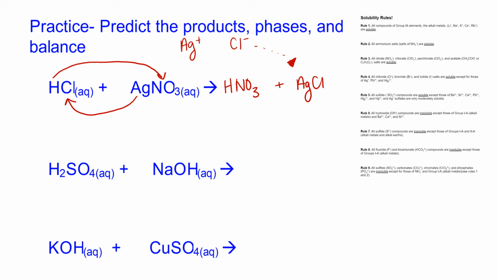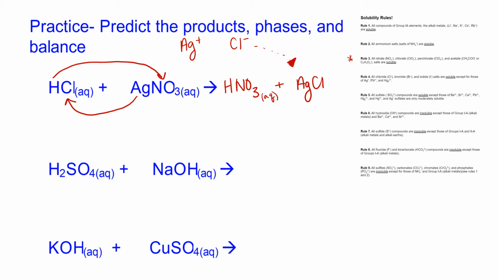And so now we have to think about our phases of matter. One way that we can remember this is we said that acids are always aqueous, but this is also supported by our solubility rules, because if you take a look at number 3, it says that nitrates are always going to be soluble, so this nitric acid is going to be aqueous.